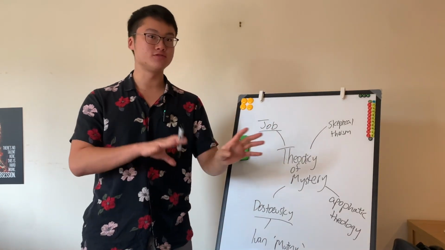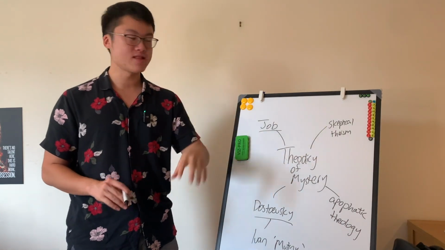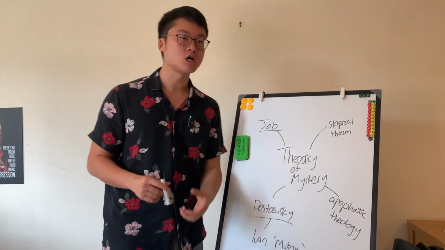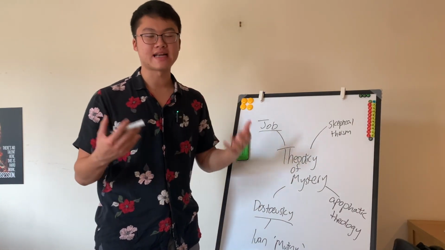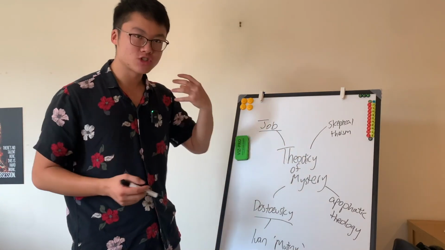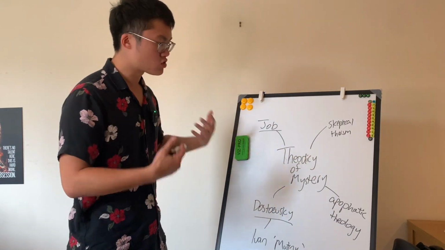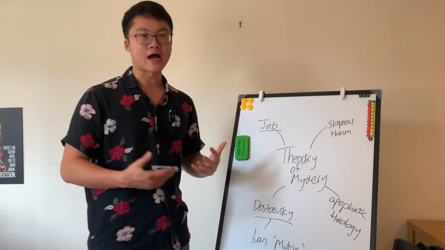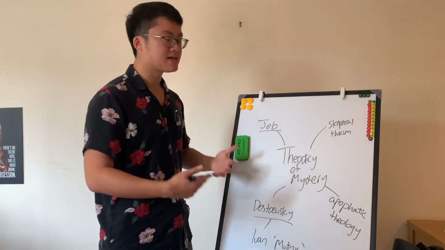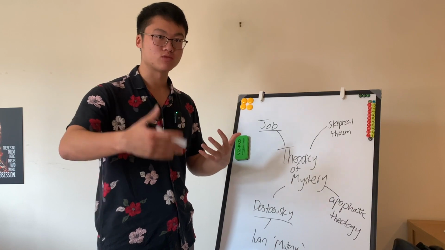The Theodicy of Mystery has two strands to it. On one hand, there's a more strictly philosophical strand, and on the other hand, it's more of an existential discussion. On the philosophical side of things, the Theodicy of Mystery is saying that we do not have sufficient evidence to make a claim about any of the variables within the argument.